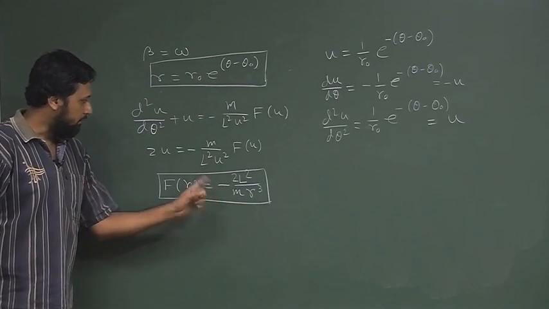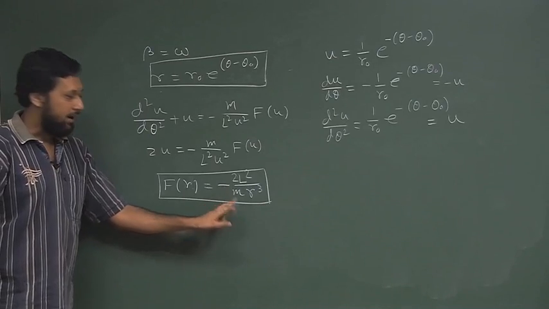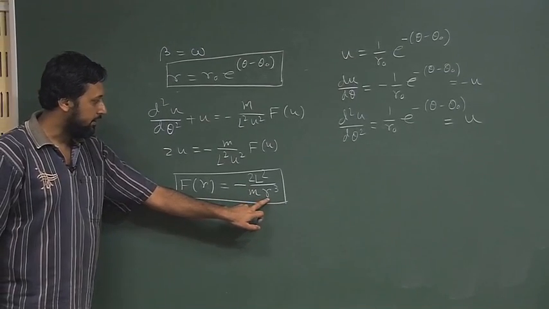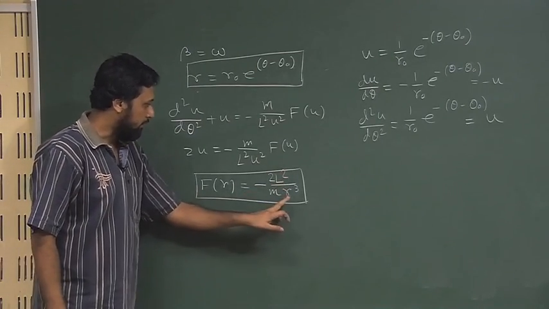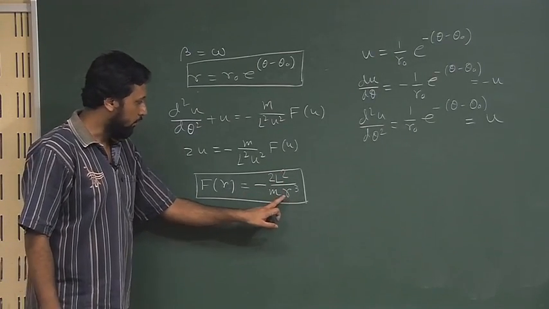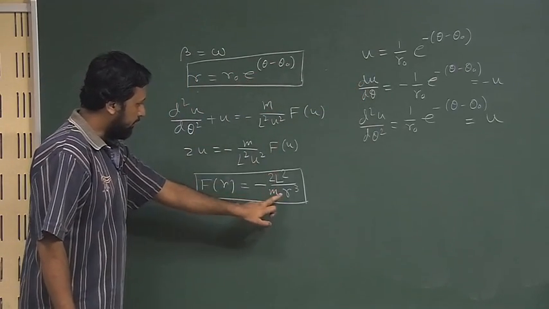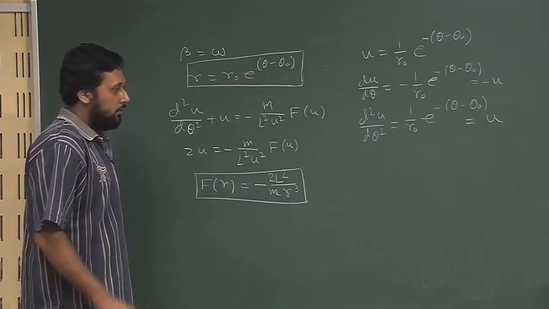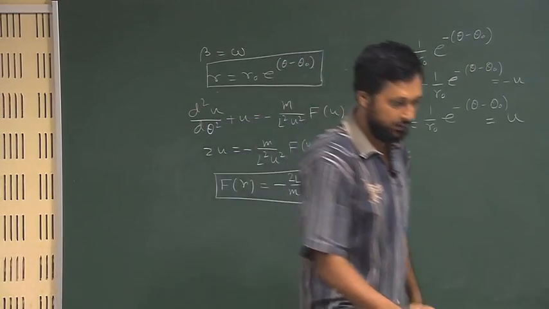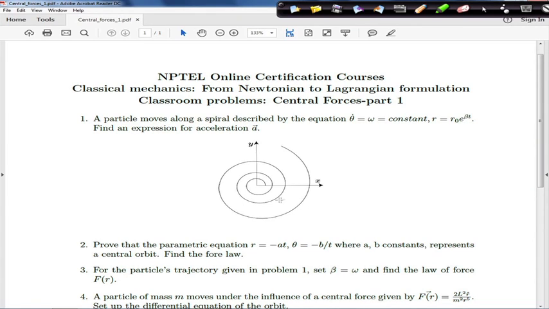So, we get a force law which is attractive because there is a minus sign, and which is proportional to 1 over r cubed. So, the force which gives this type of a trajectory is an inverse cube force, attractive. Just for your curiosity, the particular type of spiral described in this problem, when beta is equal to omega, is called a logarithmic spiral, and this is a very interesting trajectory. We probably will come back to it and do some more problems.